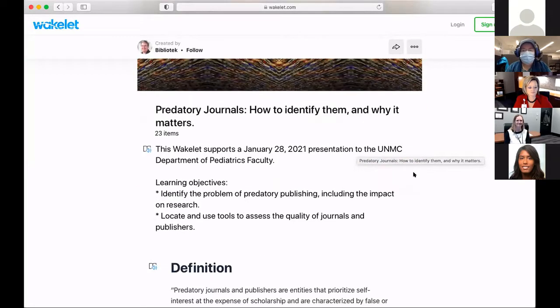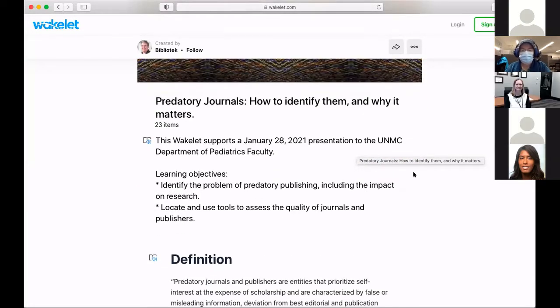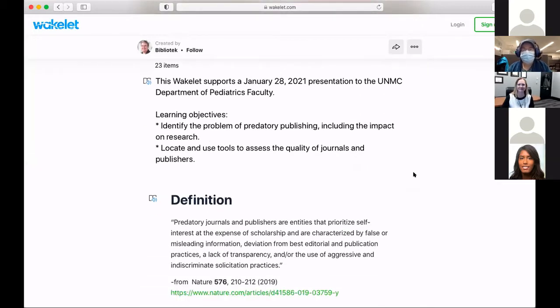The learning objectives I've got for right now in this short period of time: identify the problem of predatory publishing, including its impact on research. And also I want to share with you how to locate and use the tools that you can use to assess the quality of journals and publishers that come your way, or when you're looking for areas to publish your research. All those congratulations you had at the first of this meeting were great. They represent hours, days, years possibly of work that led up to those manuscripts being accepted. You want to put those in the best place possible.